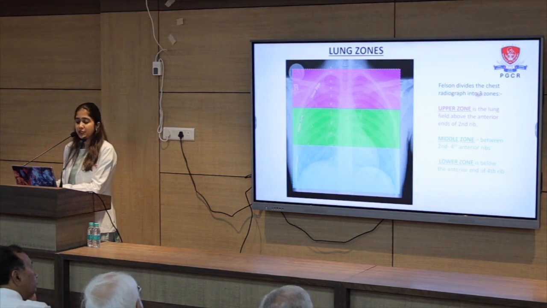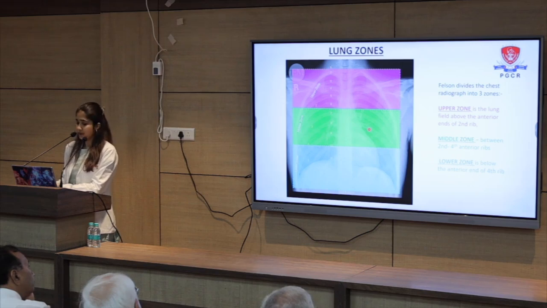Now the lung zones. The Felson divided the chest radiograph into 3 zones. The first, pink, we divide the lung zone by the anterior end of the rib. Upper zone is the lung above the anterior end of the second rib. Middle zone is the area between the anterior end of the second to fourth rib, which is demarcated in green color in this chest radiograph, and the area below the anterior end of the fourth rib is defined as the lower zone. Please note that while reporting, we use lung zones, not the lung lobes.